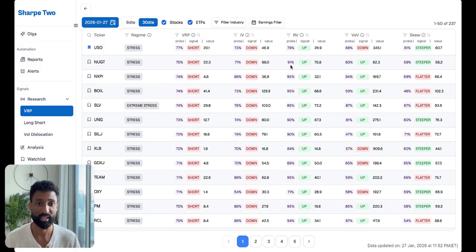For instance, in UNG, so nat gas, it's not because you see a 90% probability to see realized going up that we expect that number to go from 67 to 85 or 100. We predict the direction, but not the magnitude. So if over the next week or so you see 68, that probability would be considered right.